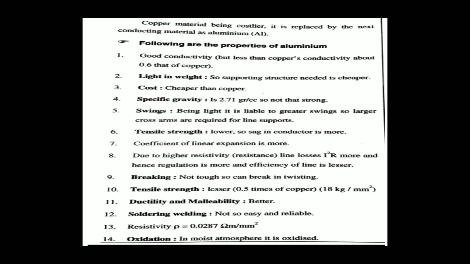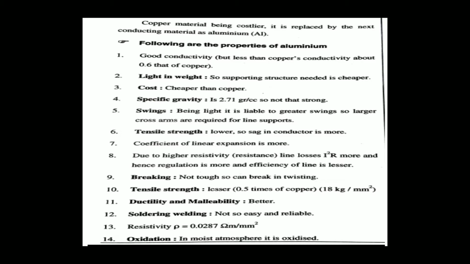The cost of aluminium is cheap as compared to copper. The specific gravity is low, so it is light in weight. Because of the light weight, it is liable to greater swing, so larger cross arms are required for line supports. The tensile strength is lower, so sag in the conductor is more.